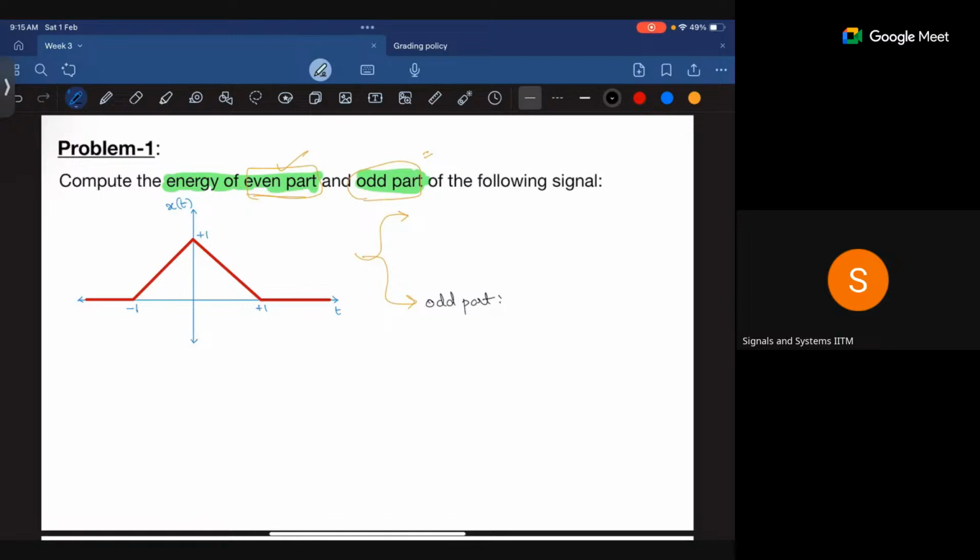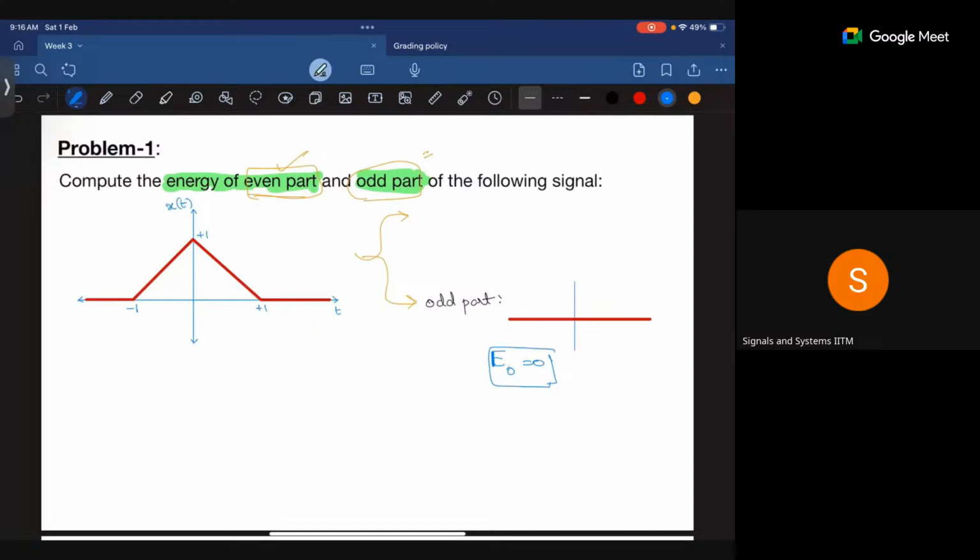Tell me, how does the odd part look? If the whole signal is even, it will be 0, right? Yeah. So this will simply be the zero signal. And what is the energy of the zero signal? It would be 0. Correct.